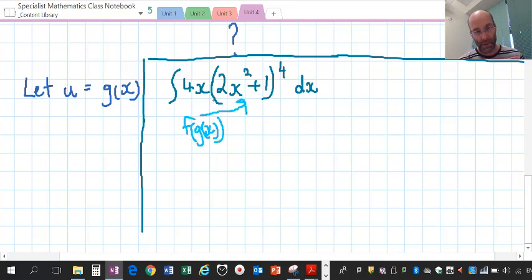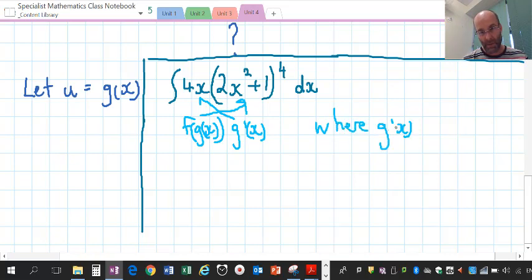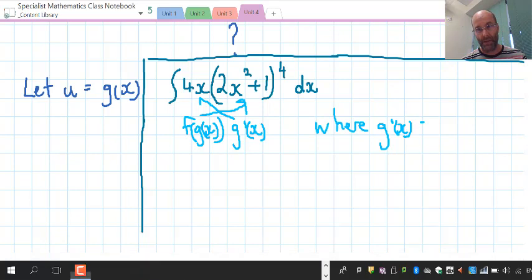And that might be this part here, times g dash of x. Well, that would be that part there where g dash of x is that inner, sorry, not g dash of x, g of x. G of x, the inner function, is 2x squared plus 1.